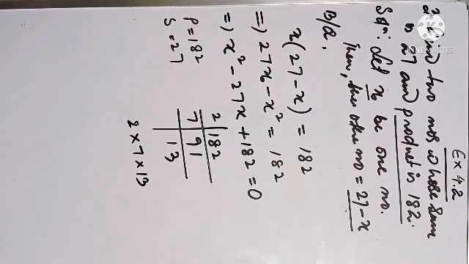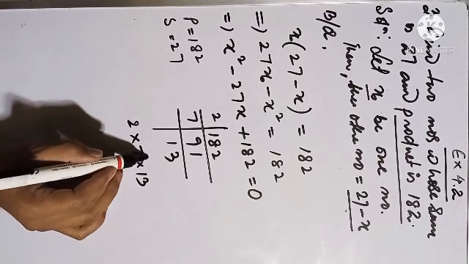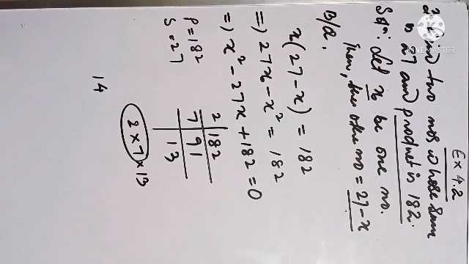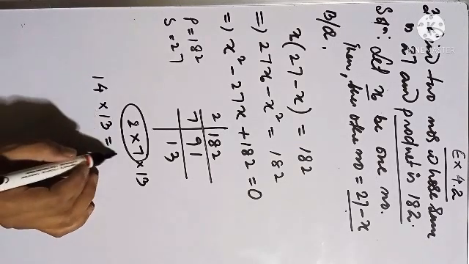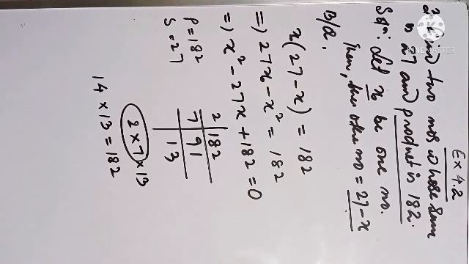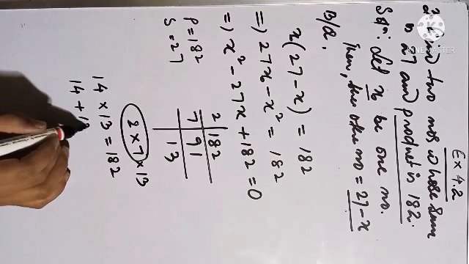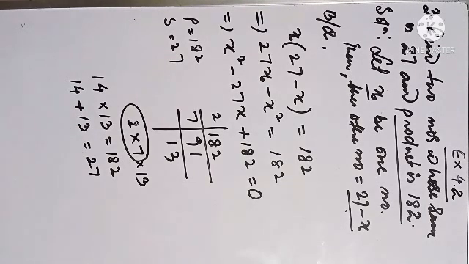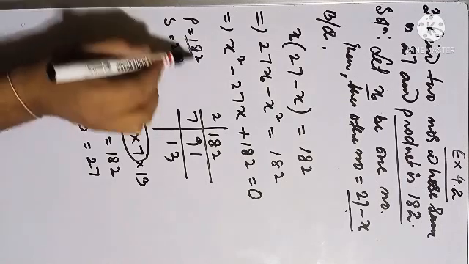Let me do it like this. 2 into 7, how much will you get? You'll get 14. So 14 into 13, I'm sure you'll get 182. And if you add 14 and 13, how much will you get now? You'll get 27. So 14 and 13 are the two numbers whose product is 182 and sum is 27.